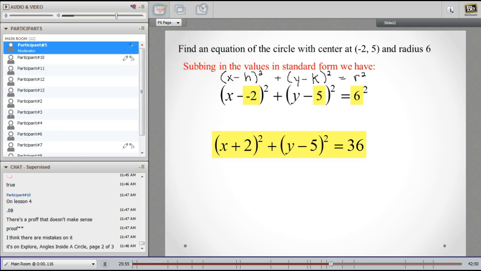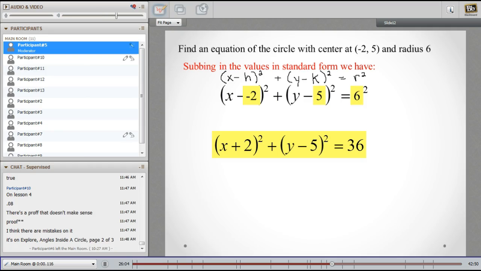Okay, let me write that down. 4.08. Okay, I got it. Sure, I'll take a look at that and see.